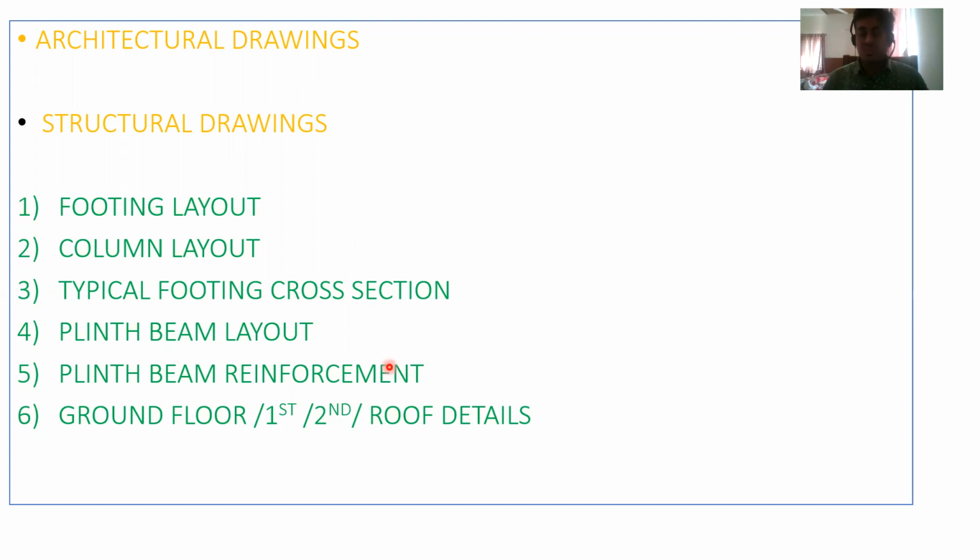After that, whatever drawings we are going to get, like the ground floor, first floor, second, third, and fourth, you're going to get the beam details and the slab details. Since beam and slab are cast monolithically, we're going to get the beam and slab details together. So all these are the drawings that we are going to get, and all these things we'll try to see in our course. As of now, we'll concentrate on the footing layout. So we'll get into that.